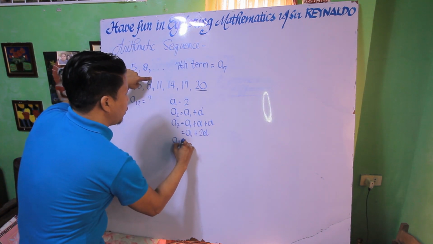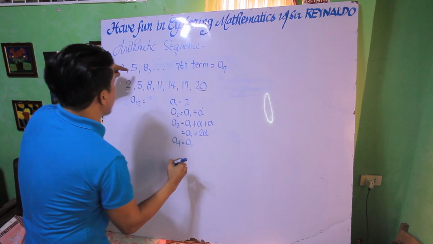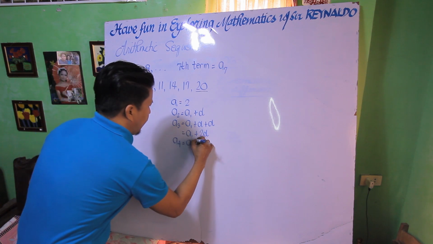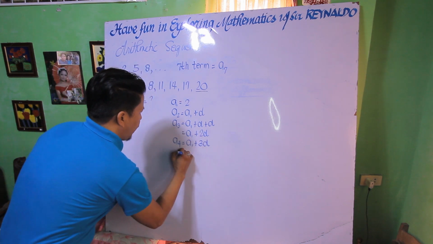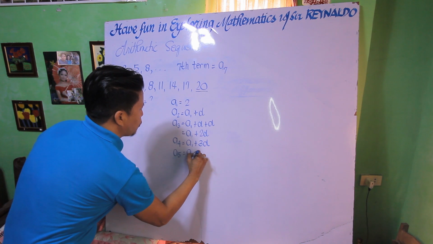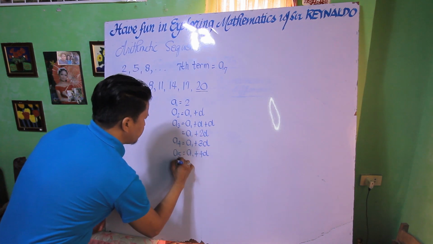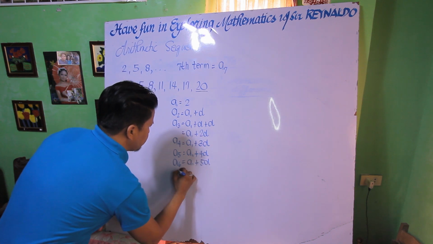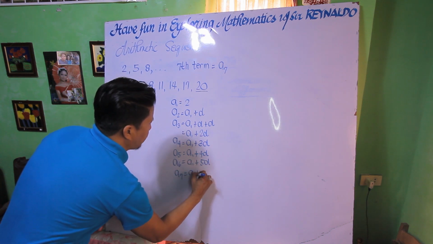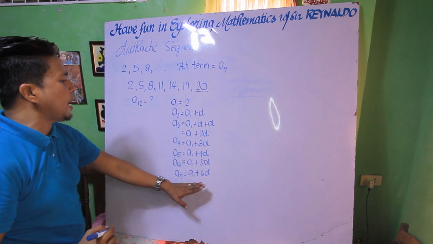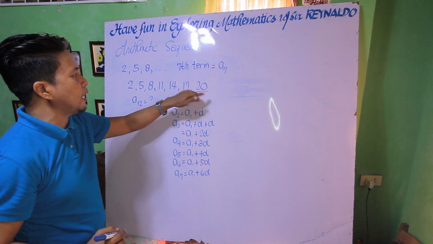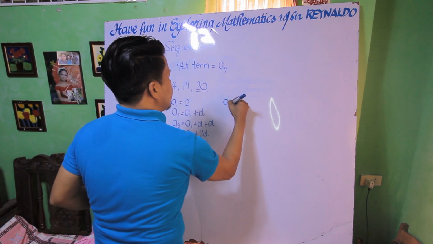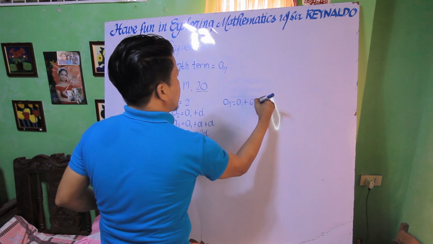How about A sub 4? So, yung A sub 1 natin, dahil pang 4 siya, 3 beses tayo nagdagdag ng difference. A sub 5 is equal to A sub 1 plus 4D. And so, with A sub 6, A sub 1 plus 5D. A sub 7 is equal to A sub 1 plus 6D. Okay, tingnan natin yung formula. Gamitin natin to solve for the A sub 7. So, A sub 7 is equal to A sub 1 plus 6D.